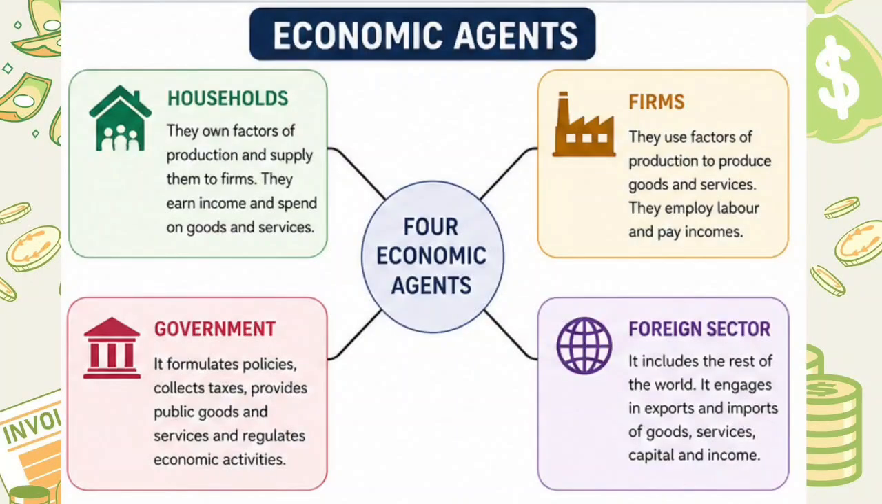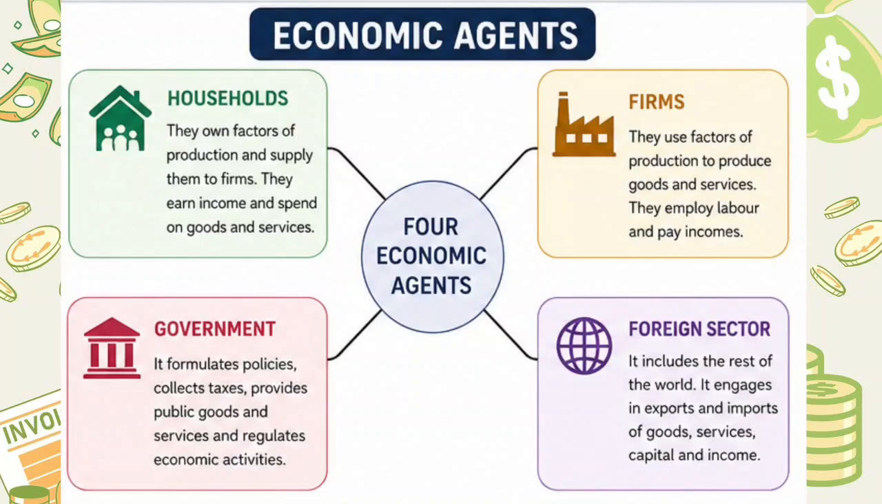Every economy consists of different participants. They are called economic agents. The first is the household sector. Households own factors of production such as land, labor, capital, and entrepreneurship. They provide these resources to firms and in return receive income like wages, rent, interest, and profit. Wages are received by labor, rent is received by land, interest is received by capital, and entrepreneurship receives profit.